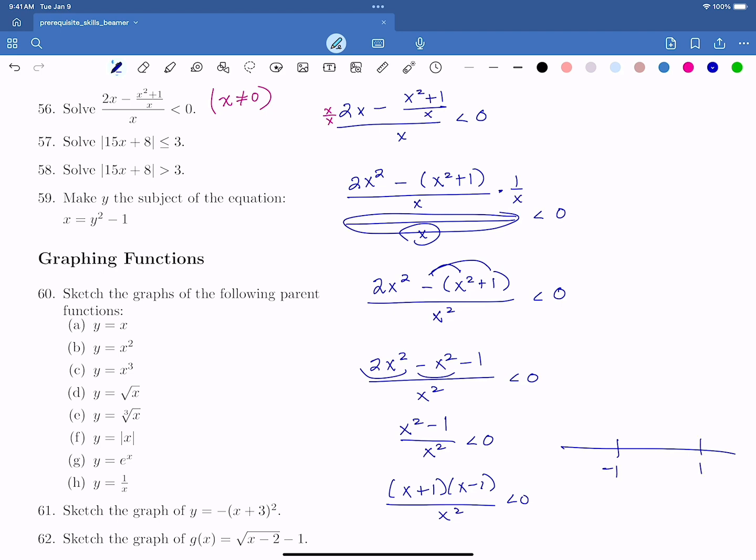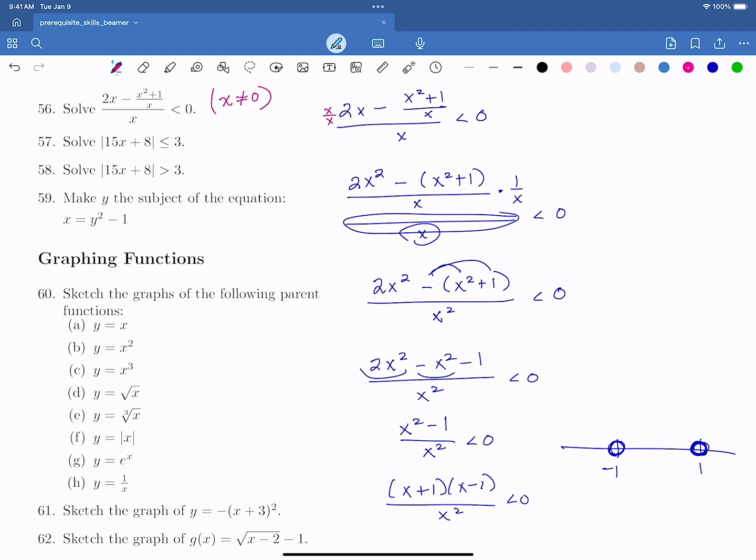Make a number line, and I'm going to put those there. Now, I know that's where it's equal to 0, so that's not part of my solution. I'm going to put open circles. Now, I don't know exactly what this graph looks like, but all I really need to know is in each section, I've created 3 sections. We call these partitions. And I need to know in each section whether the function is above the x-axis or the number line here, or below. So I'll just pick some test points.